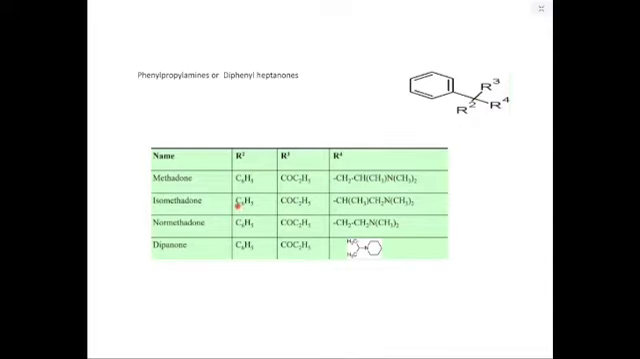And then you look at isomethadone, again, those are the same. So the only difference is that methadone and isomethadone are constitutional isomers, more correctly constitutional positional isomers, because it's the position of the methyl group that is different. The length of the chain is the same.